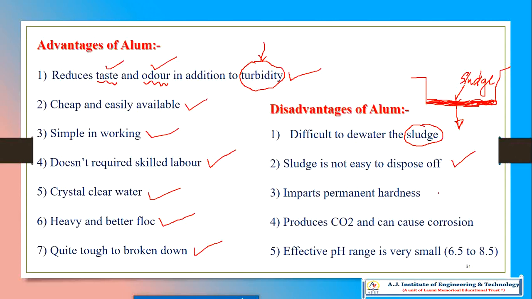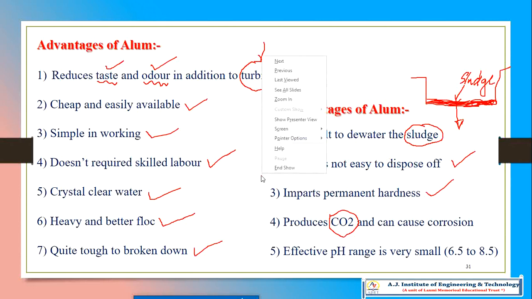Permanent hardness will be imparted. That is also a difficulty. Production of CO2 can cause corrosion. The CO2 production will always cause corrosion, and the effective pH range is very small. This is not a major disadvantage as compared to other alum.